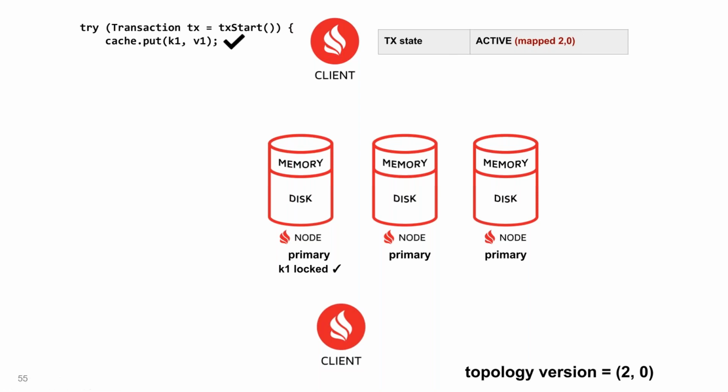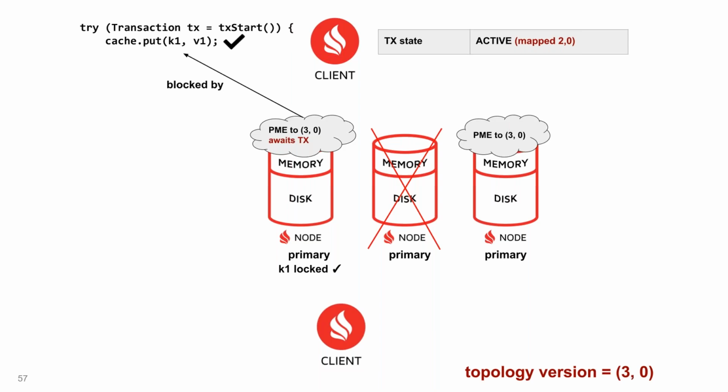When this happens, let's consider a bad scenario where one of the primaries fails. Failure of one of the primaries changes the topology version to 3.0, and it starts the partition map exchange procedure. And partition map exchange can't start while there are still active transactions, because it's a consolidation protocol of partition states, and partition state is not final while there is still a transaction that may update some data. So partition map exchange awaits this transaction.